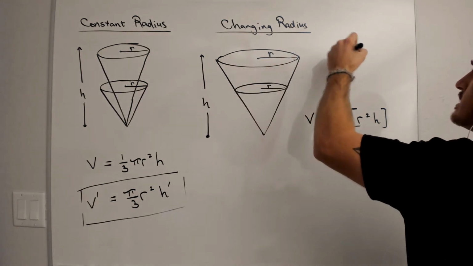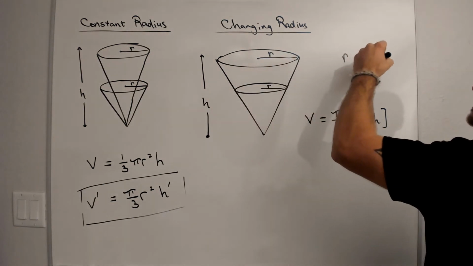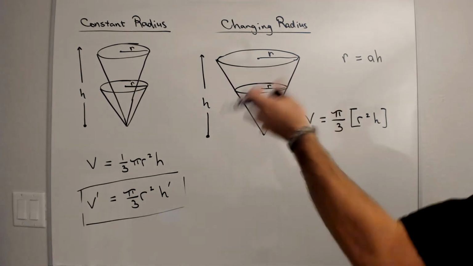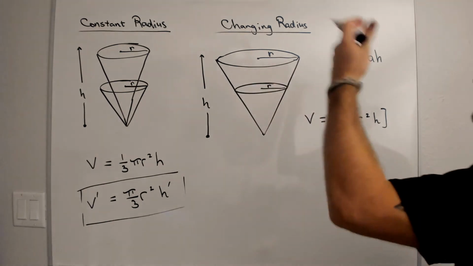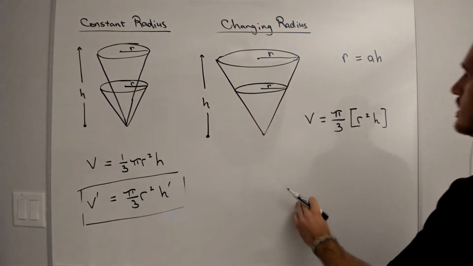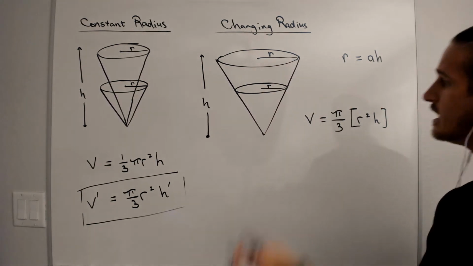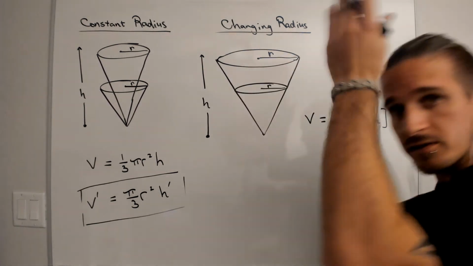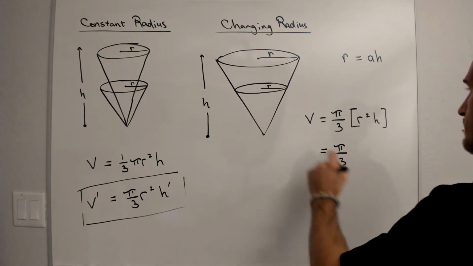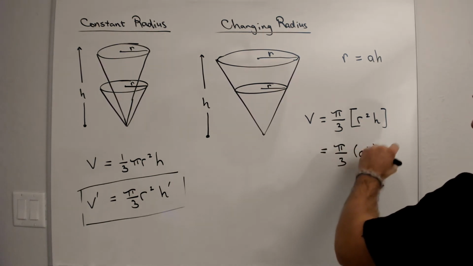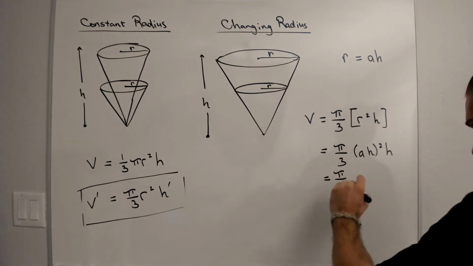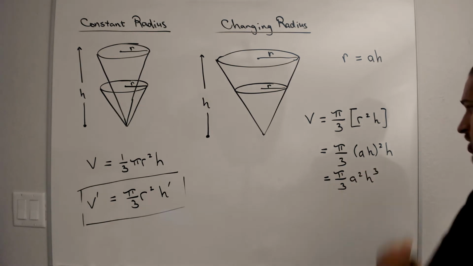So maybe the radius is a times the height. Some constant of proportionality here would be a. Maybe it's twice the height. Maybe it's only half the height or a third of the height. And we can make the substitution, because if the radius depends upon the height, then we could do the volume in terms of just the height. So that would become pi over 3 a h squared h, or pi over 3 a squared h cubed.